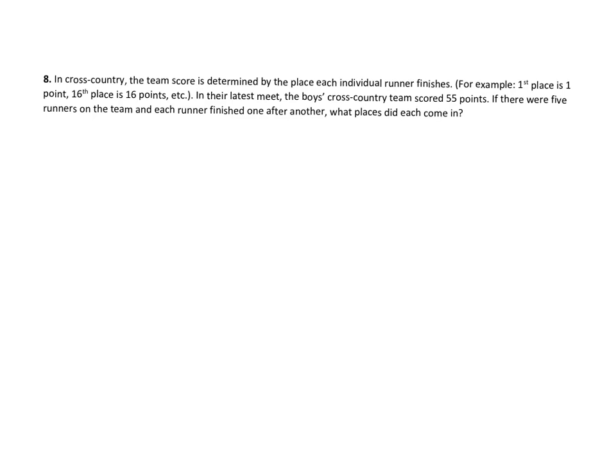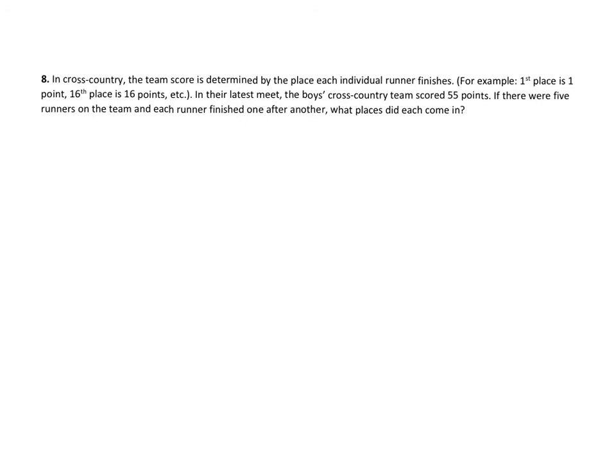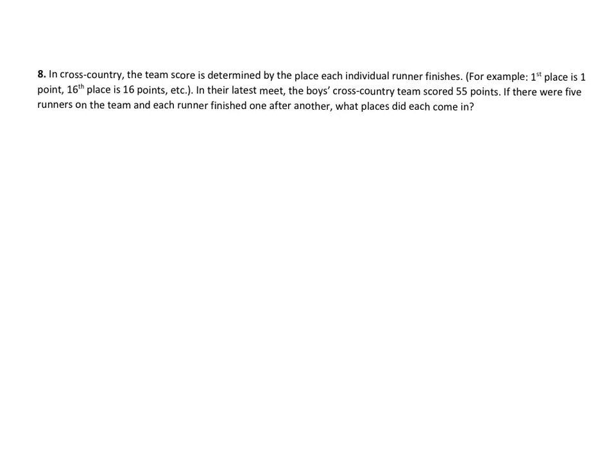Okay, so last problem here. It says in cross country, the team score is determined by the place each individual runner finishes. For example, first place is 1 point, 16th place is 16 points. And their latest meet, the boys cross country team scored 55 points. So I know they scored a total of 55 points.